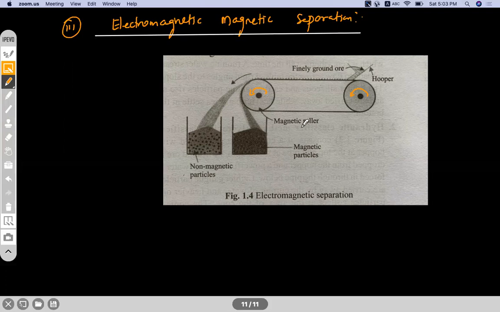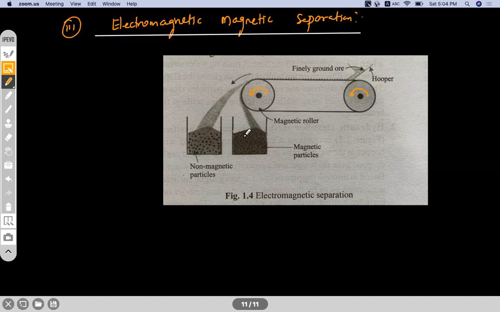The one which has the magnetic properties will be in touch with the roller for a longer period of time and it will fall somewhere here. All those non-magnetic particles will lose contact somewhere over here because it is rolling like this. And since the particle has a tangential velocity, it will fall down somewhere here. Means you'll get two different points where the magnetic particles and non-magnetic particles will come, and hence we can separate the two.